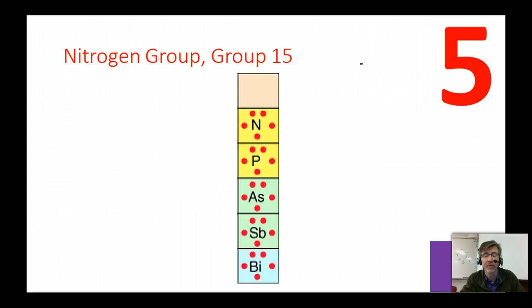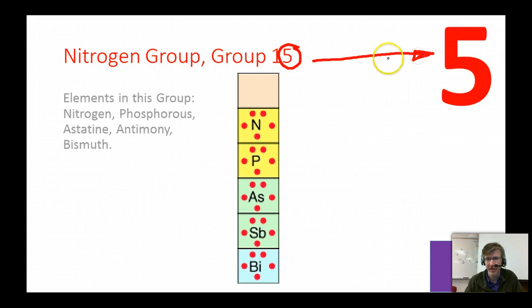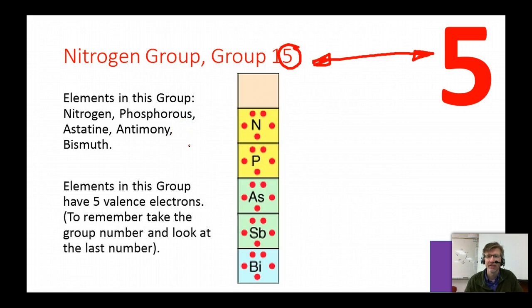Moving on. Nitrogen group, group number 15. Check this out. The nitrogen group has 5 valence electrons. Elements in this group: nitrogen, phosphorus, arsenic, antimony, and bismuth. They have 5 valence electrons. So take a look at the group number again, that last number. That also means that when you draw these dot diagrams for these elements, you put 5 electrons: 1, 2, 3, 4, 5. 5 dots. 5 valence electrons.